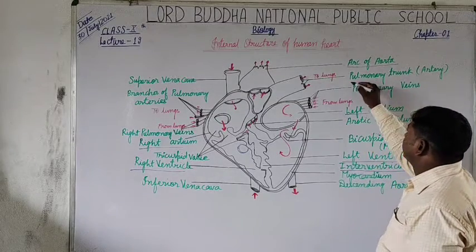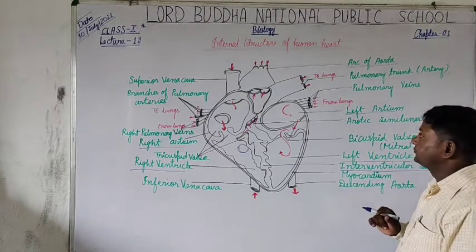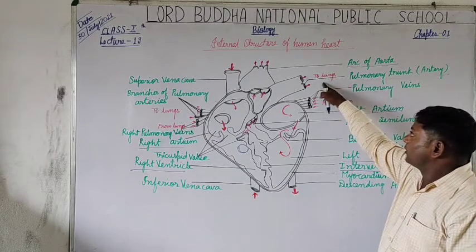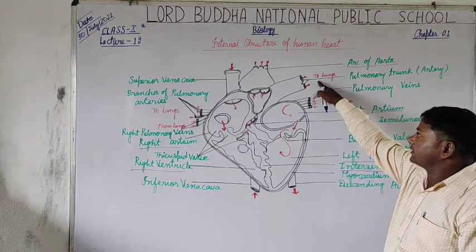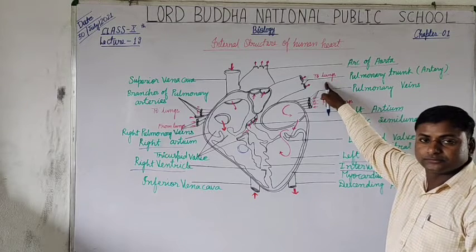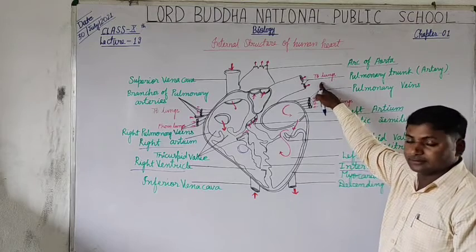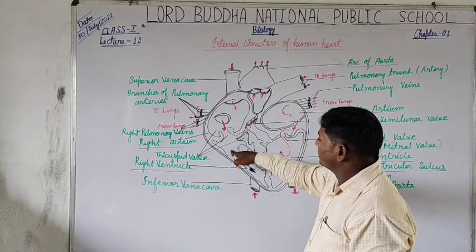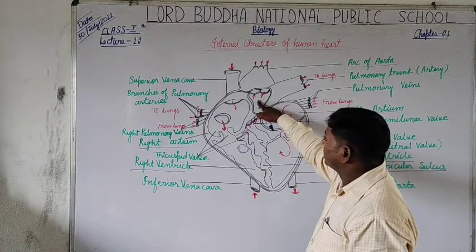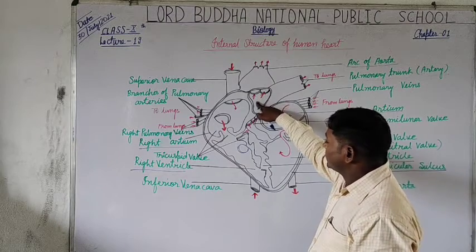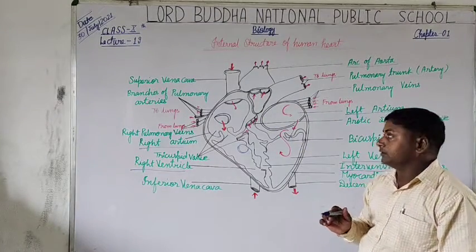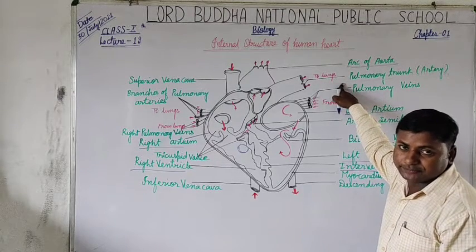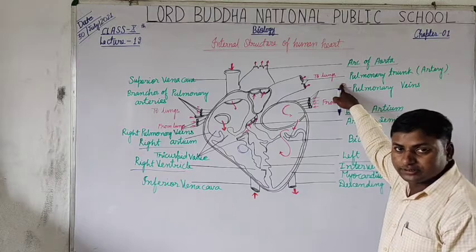And this is the pulmonary trunk or artery. As you visualize, here two lungs are written. It means it sends the blood from the right ventricle with the help of this semilunar valve to the lungs for the process of oxygenation. Is that clear?